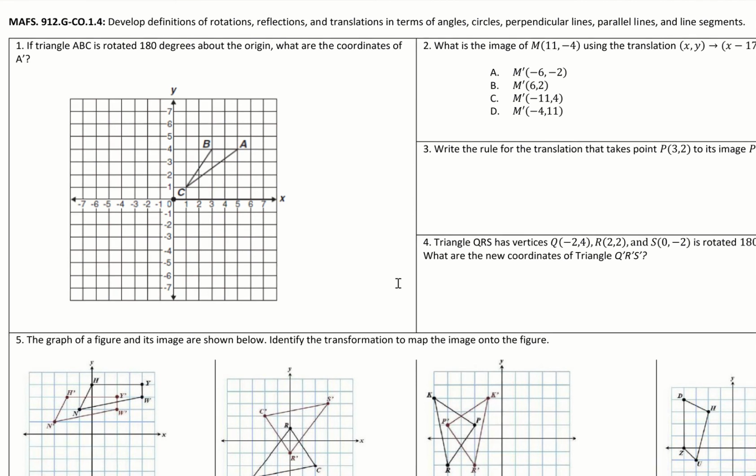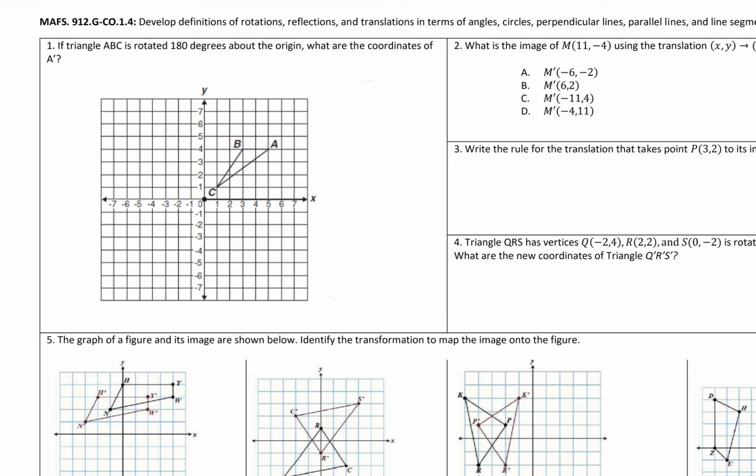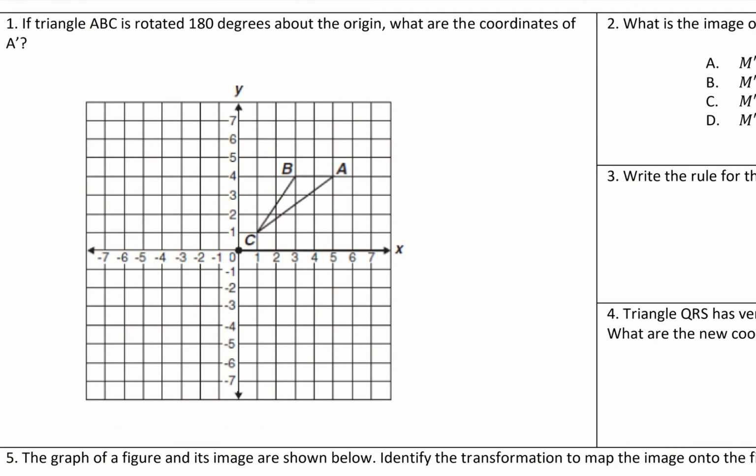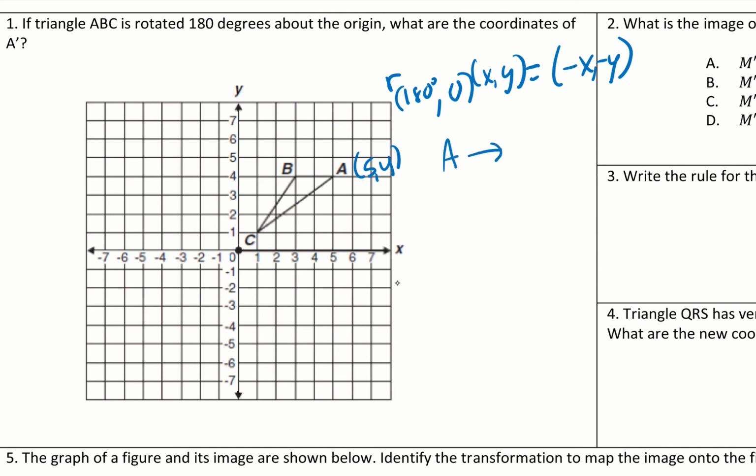Okay, so if triangle ABC is rotated 180 degrees about the origin, what are the coordinates of A prime? Okay, so this is 180 degrees. So if it's rotated 180, we said that the rule is that it basically converts (x, y) to (negative x, negative y). So that's exactly what we're going to do. Coordinates of A are (5, 4), so that's going to convert into (negative 5, negative 4). So A is going to go into A prime, (negative 5, negative 4).